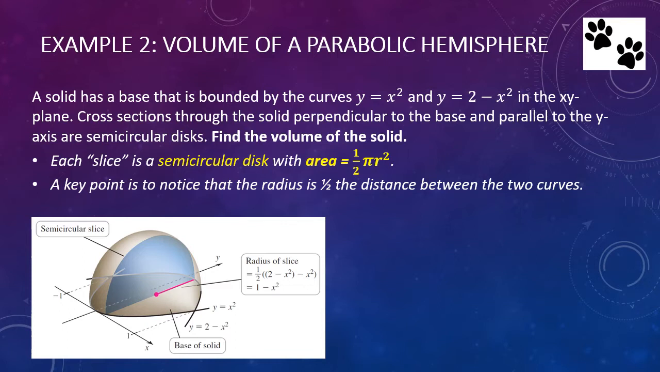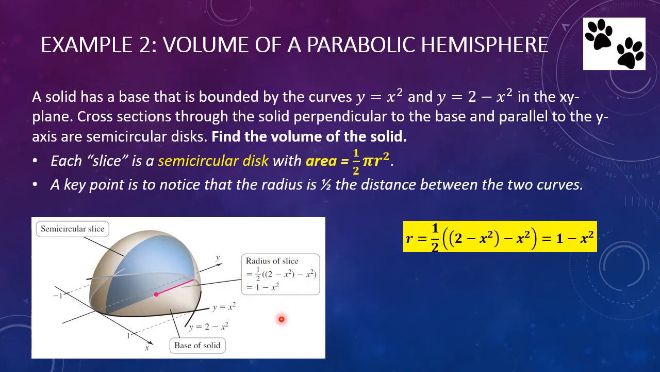A key point in this problem is to notice that the radius is half the distance between the two curves. Here it's kind of easy to see because you have a diagram, right? So we can see that the diameter is the full distance between 2 minus x squared and x squared. So the radius is half that distance, or 1 minus x squared.